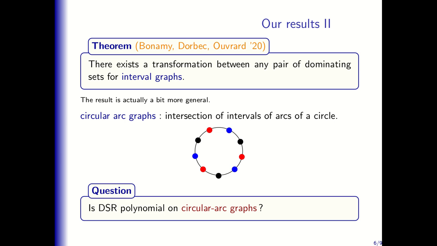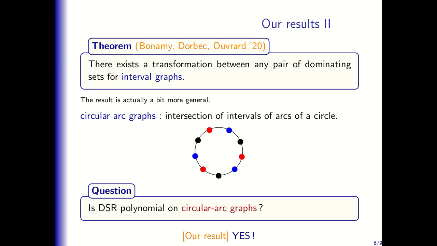And what they remarked is that their results cannot be extended to circular-arc graphs, because, for instance, if you take a cycle of length 0 mod 3 like there, you have three dominating sets here of size n over 3 which are completely frozen, which means that you can't move any vertex there. So it is not always possible to transform any dominating set into any other, but maybe the problem is still polynomial, and we show that the answer is positive. Dominating set reconfiguration is polynomial on circular-arc graphs.